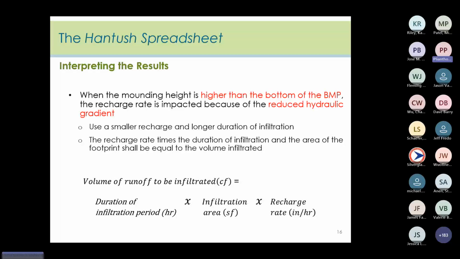Because there is a proportionality between the recharge rate and the duration of infiltration, as shown in this equation, the changes include using a smaller recharge rate and a correspondingly longer duration of infiltration for the same infiltration area and the same volume of runoff to be infiltrated.